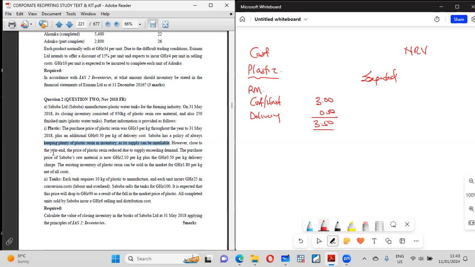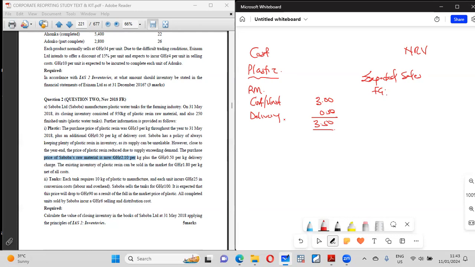However, close to the end of the year, the price of the plastic resins is reduced. The purchase price of raw material has dropped. So there is a raw material part. Don't forget, inventory consists of what? Raw material and what? Finished goods. So for the expected sale, we have the raw material component, and we also have the finished goods component. Let's look at the expected sale for the finished goods component. Don't forget, when we say inventory, it's comprised of raw material, finished goods, and work in progress.